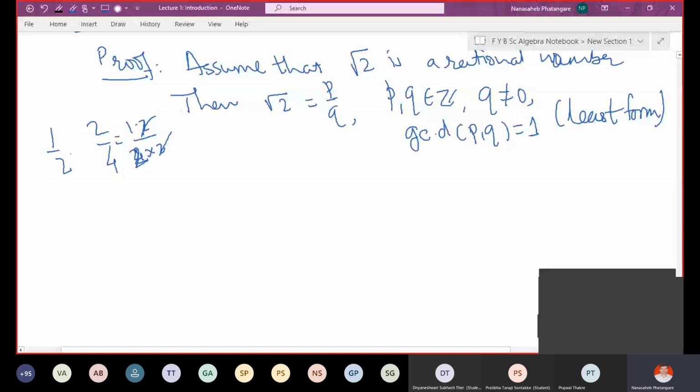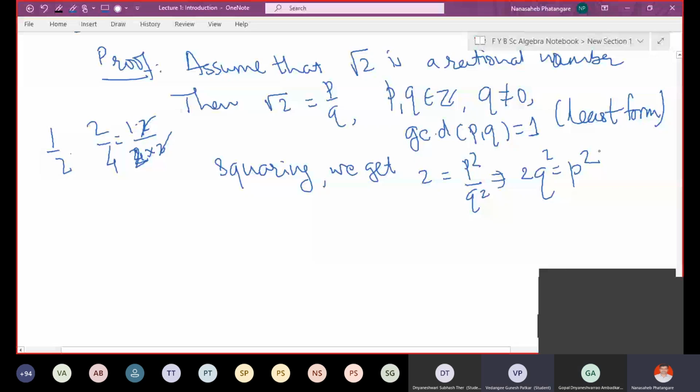Right. So squaring this equation, we get 2 equals p square upon q square, and therefore 2q square is the same as p square. Now in this expression, 2 divides the LHS because 2 is a factor of the LHS, and therefore 2 must divide the RHS because LHS and RHS are equal.